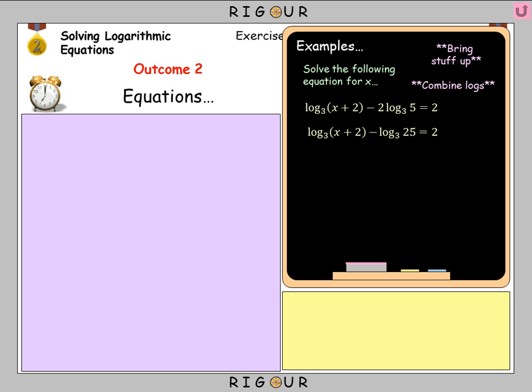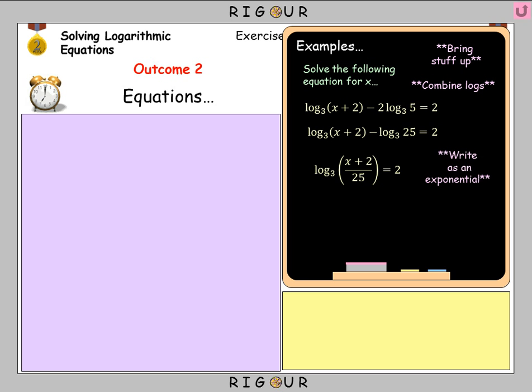So if you're taking away logs, as you are in this case, we're going to divide the two terms. So that's going to give us log to the base 3 of (x + 2) all over 25 equals 2. And this is actually a very similar situation to what we met in bronze, where we've got a log, we've got a base, we've got a number, we've got a power.